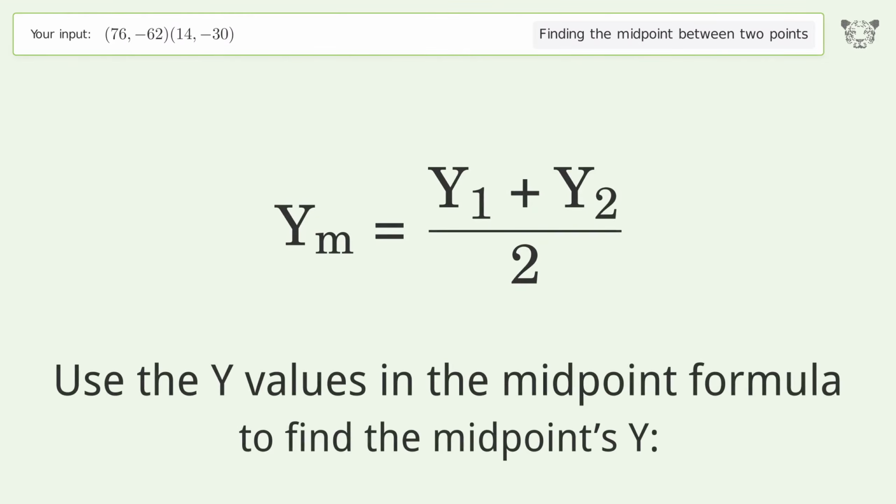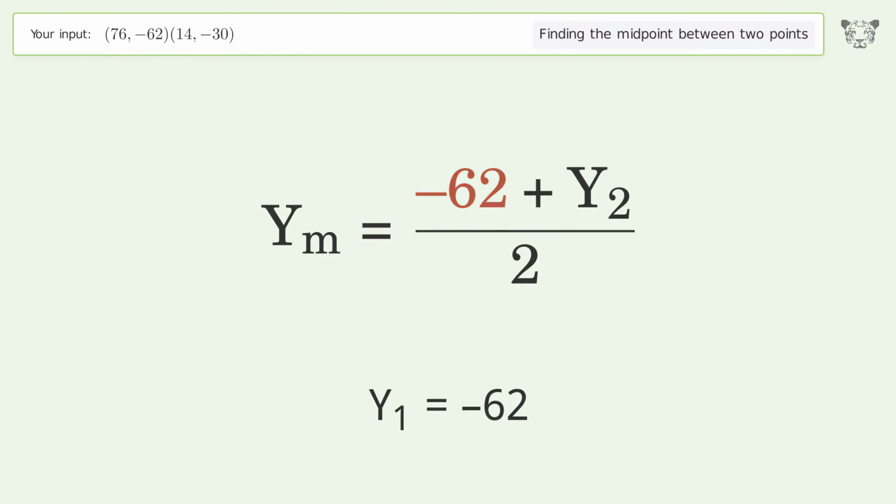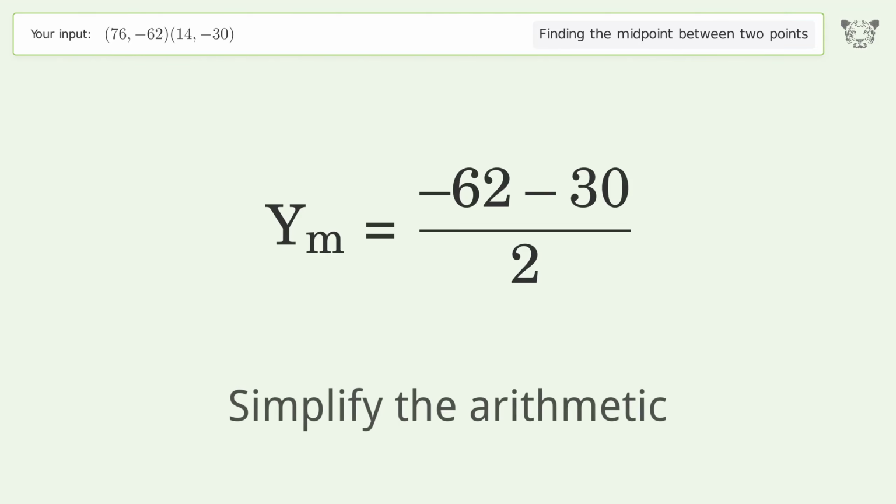Use the y values in the midpoint formula to find the midpoint's y. y1 equals negative 62. y2 equals negative 30. Simplify the arithmetic.